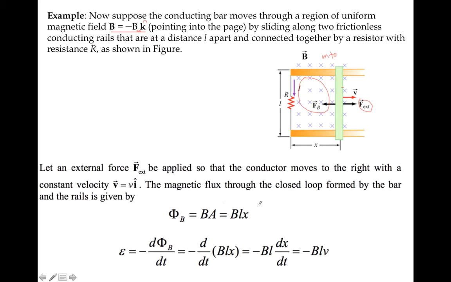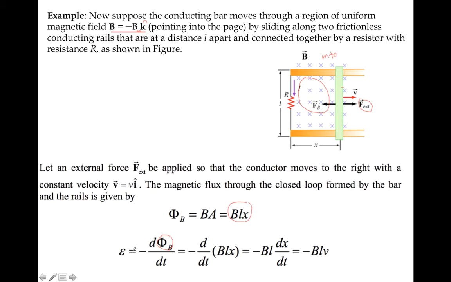The first thing I want to calculate is the magnetic flux. Remember, if I want to find the induced EMF, I want to find d phi dt, and the first thing I need is phi. Phi is BA cosine theta, which is BA, because the magnetic field is into the page and the area is perpendicular to it, so the angle is 0 and cosine 0 is 1. Then I have BA, and the area is simply x multiplied by L, so my phi is simply BLX.